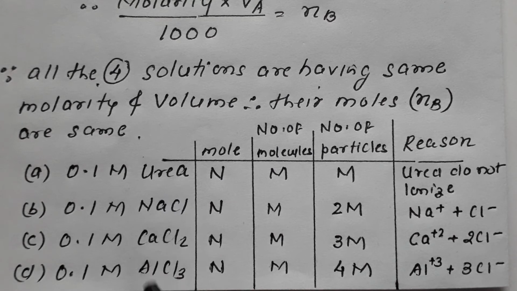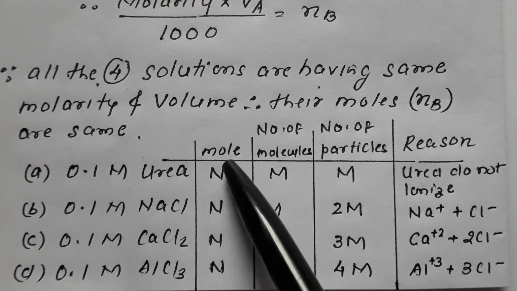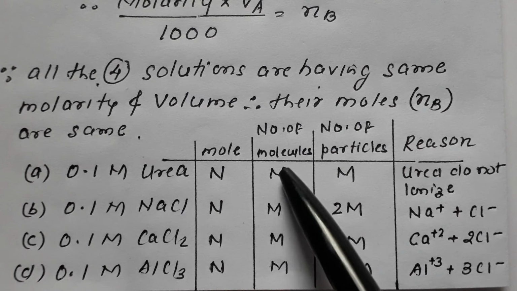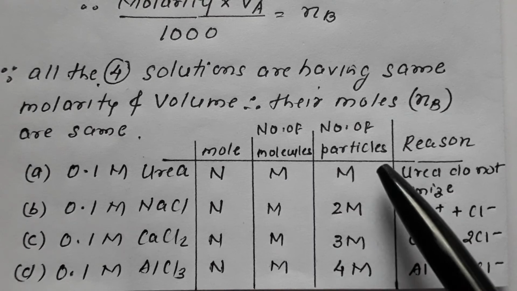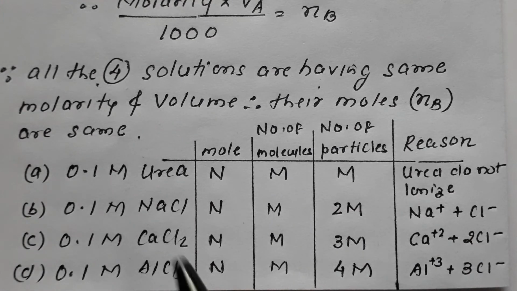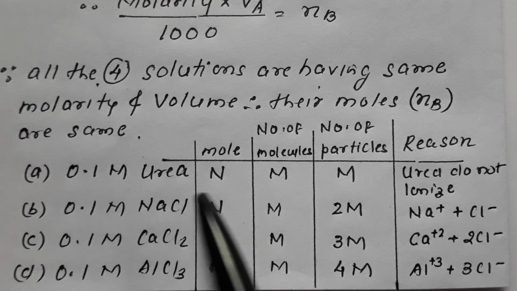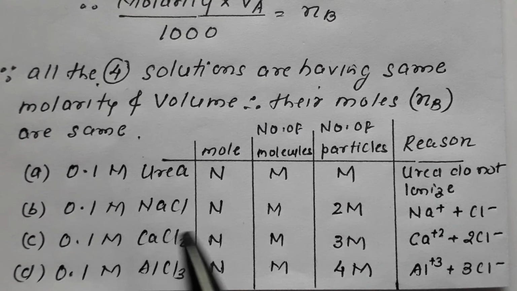So these are the four solutions for which molarity is the same and volume is the same, therefore their moles are the same, hence they have the same number of molecules. But since they differ in the number of ions they provide on ionization, they differ in the number of particles. So if urea contains m particles, then NaCl will have 2m because one NaCl gives 2 ions, CaCl2 will have 3m particles, and AlCl3 will have 4m particles.